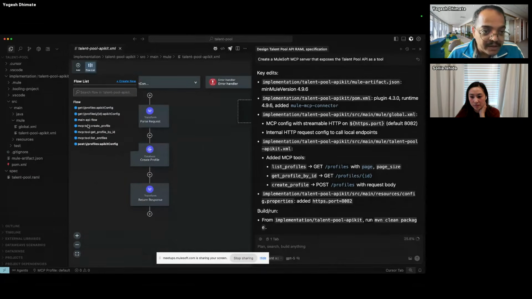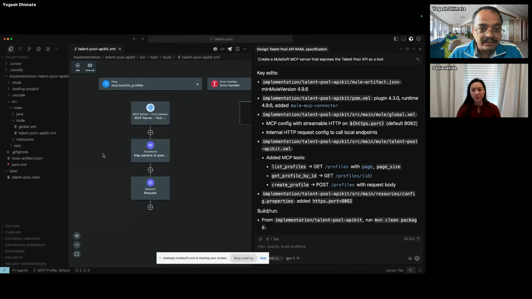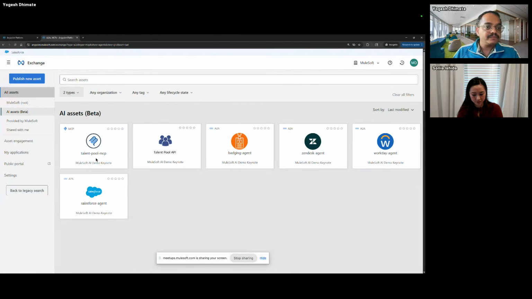So here you can see there are three MCP tools that are added on top of this API. And this MCP server is now ready to get published back to Exchange. Janice publishes the API and the MCP server back to Exchange, and now she has all these five components ready to create an orchestration process for employee onboarding.